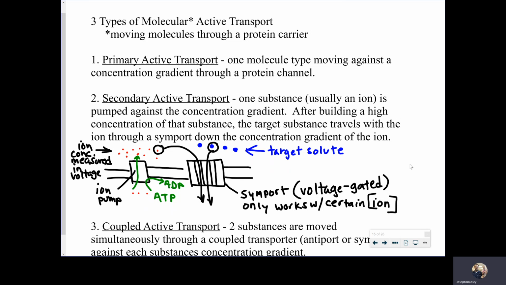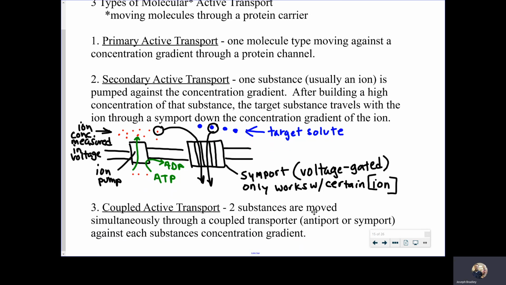It uses a primary transporter to create a concentration, usually of ions, and then you have a symport. The symport will only move a target solute through the channel if the ion is also moving through the channel at the same time. A lot of times it's considered voltage gated, because when these ions build up to a high enough concentration, it changes the voltage outside the cell. That voltage causes the whole thing to change shape, and therefore everything can move through. So once there's a gradient of this ion, then this solute can move through.